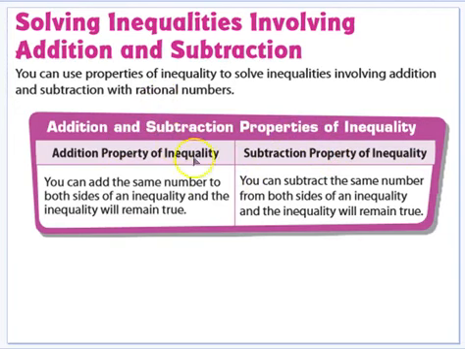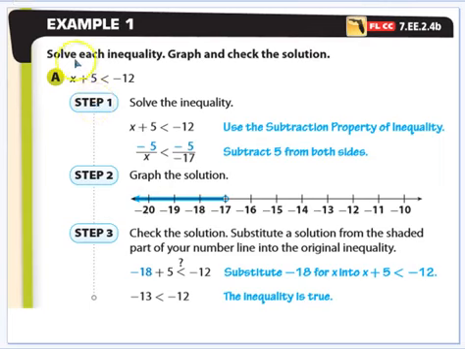So class, what these are saying is, as long as I add or subtract to both sides, the inequality remains true. Whatever you do to one side, you do to the other, and the inequality stays true when you're adding and subtracting. Solve each inequality, graph and check the solution.